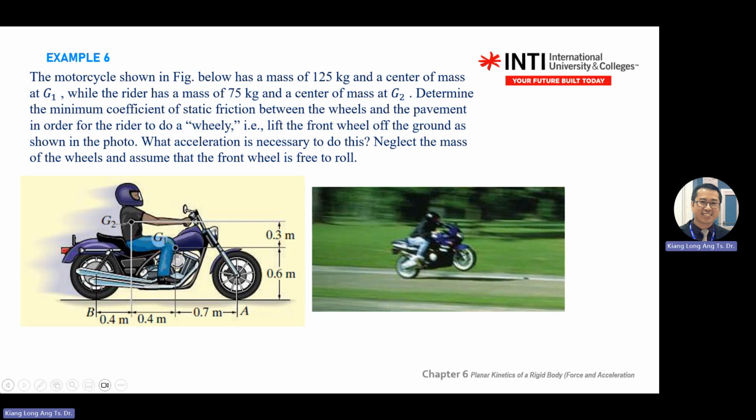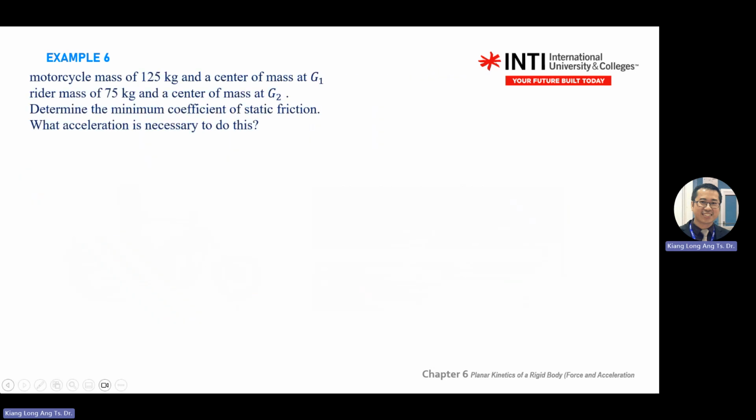What acceleration is necessary to do this? This forces you to find acceleration, which requires you to use F equal to ma. F equal to ma is compulsory for this question. And seeing all these dimensions means you need to use the moment approach. Ignore the mass of the wheel and assume the front wheel is free to roll. Free to roll means no friction for the front wheel. So you see the concept.